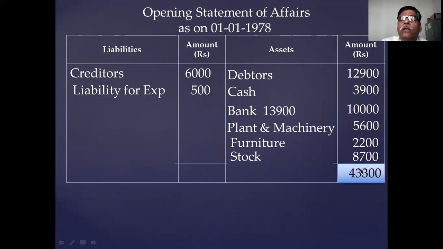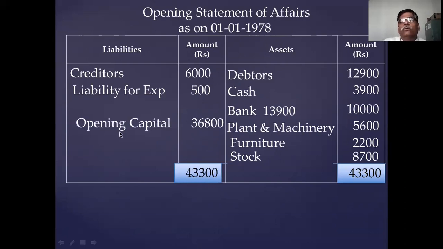Close the opening statement of affairs. Total of the opening statement of affairs is 43,300. Then the difference is 36,800. Okay, 36,800 represents the opening capital. Now the first part is completed. This is the work related with ascertaining the missing information. Okay, missing information work completed.